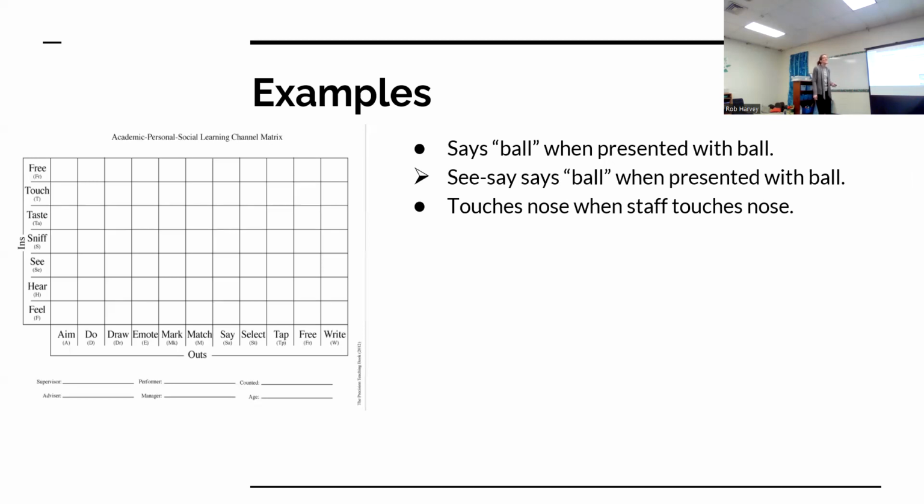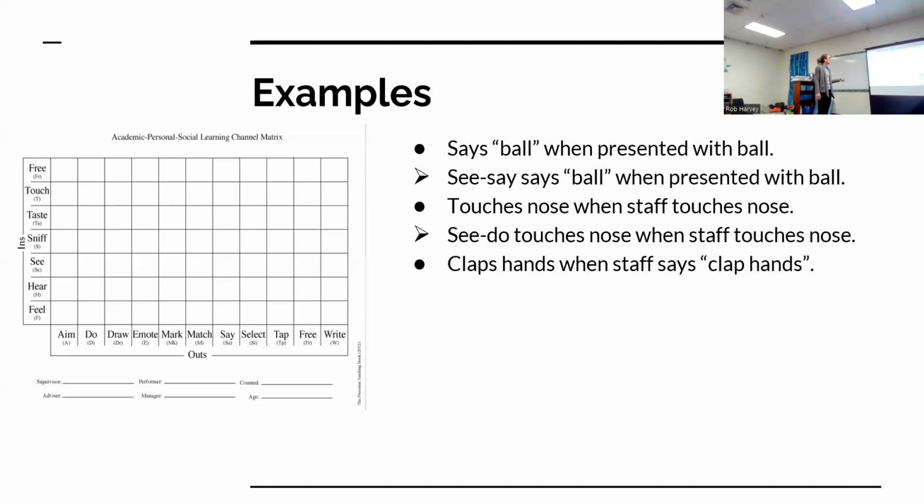So what are we seeing? Staff touching nose is our antecedent. We see that, and then we do nose touching. So: touches nose when staff touches nose. Good. Next one: claps hands when staff says clap hands.